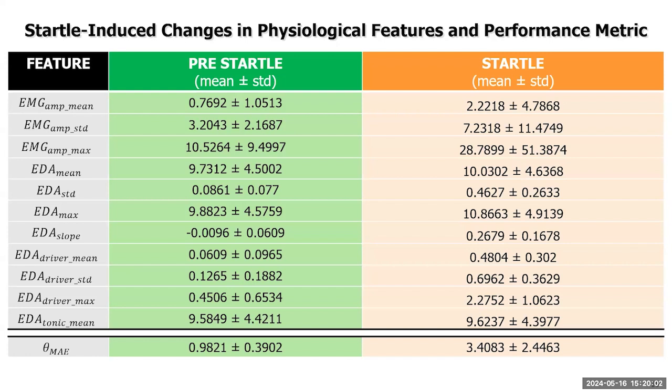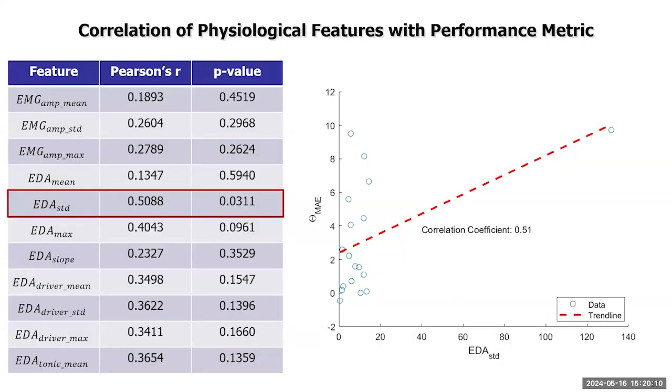EMG signal is computed on the period of 1 second, while the EDA signal is computed over a period of 5 seconds. Pearson's correlation coefficient for correlation of physiological features with performance metric is computed for each analyzed feature and shown on this slide, along with the accompanying p-value. Highest achieved Pearson's coefficient is 0.51 for the EDA standard deviation feature with a p-value of 0.03.